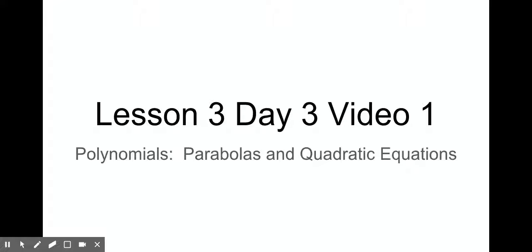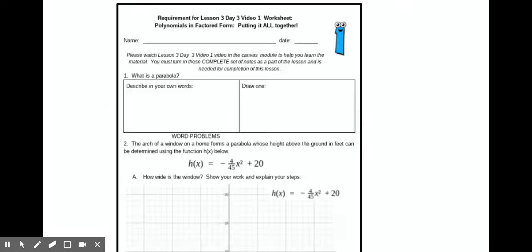Today we're going to have a short lesson wrapping up polynomials, so we will be done with polynomials halfway through your intersession day today. It's going to be about parabolas and quadratic equations. It's a specific type of polynomial. So this is the worksheet that you should be filling out as we go along today.